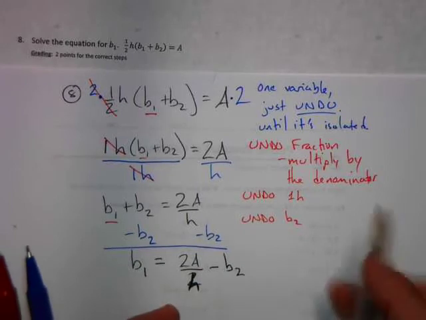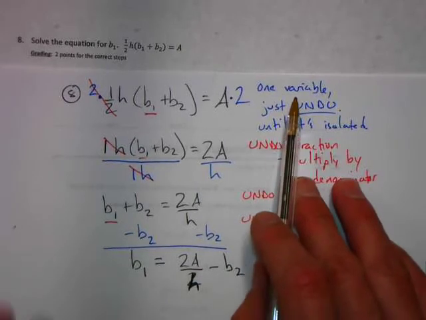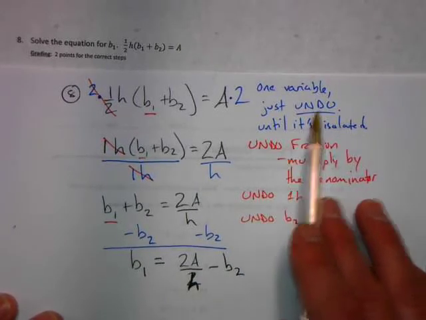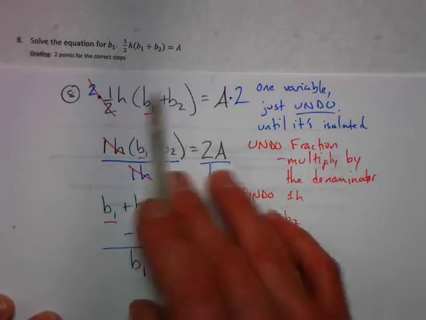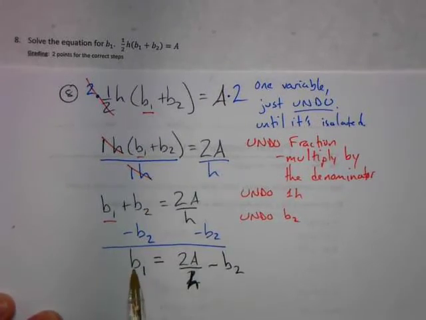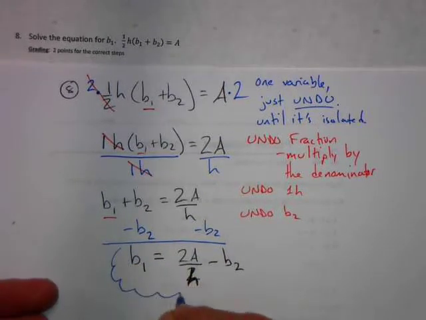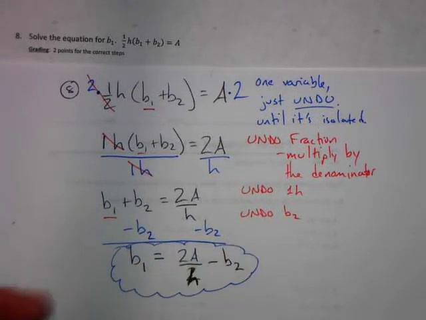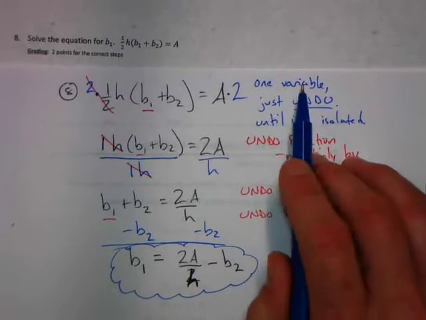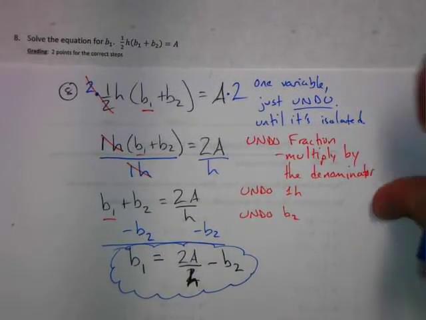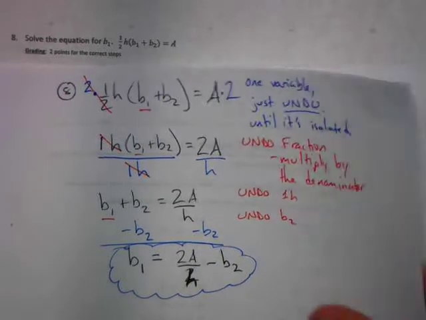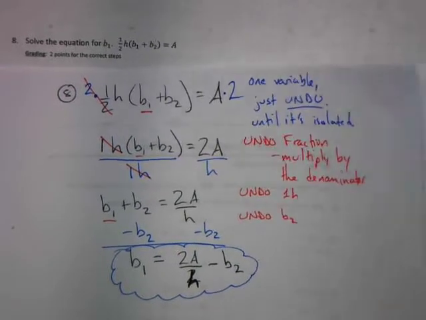And remember our original goal. If we have one variable, we're just going to undo until it's isolated. We were solving for b1. Take a look at what's by itself: b1. We are done. Okay, and that's how we know we're finished. All right, so in literal equations, when there's one variable, we simply undo everything until it's isolated. And that's how we can approach number 8.